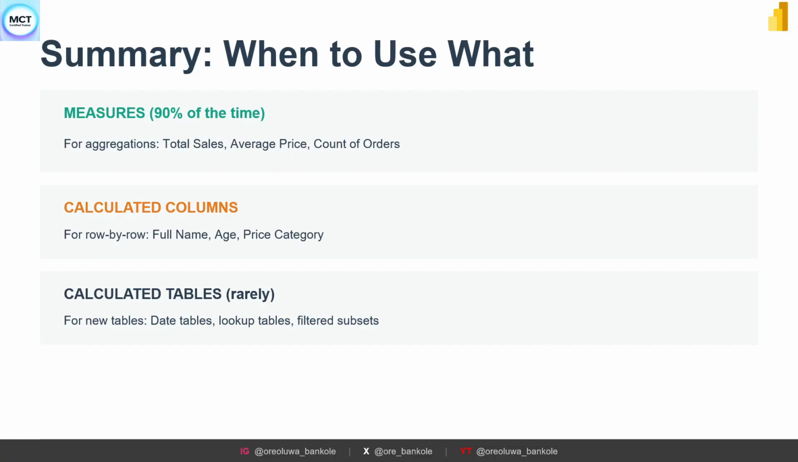Do we have any question? Yes, tell me. Aminat raised her hand, so go on, Aminat. Good evening, sir. Good evening. So is it right for us to say measures are used for numerical strings, while calculated columns are used for text strings?